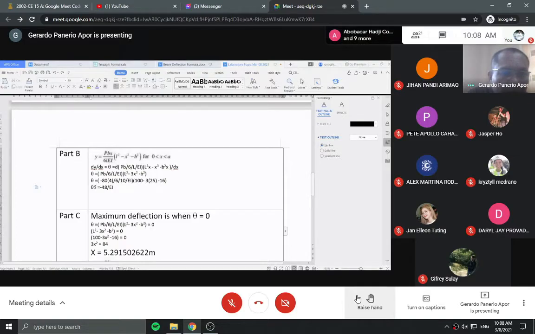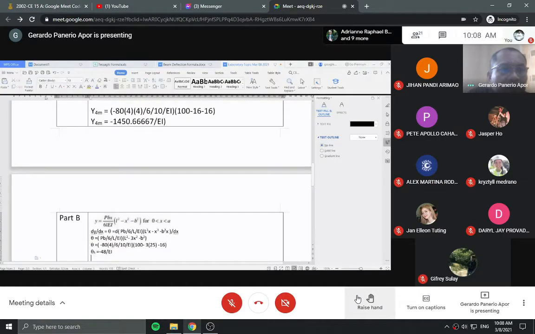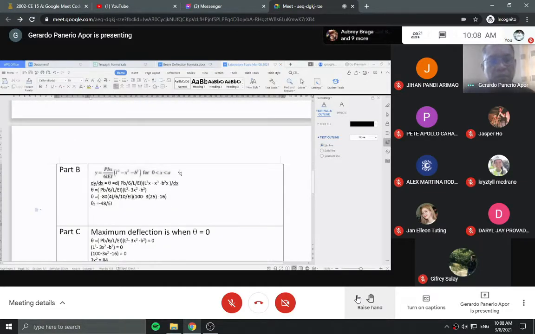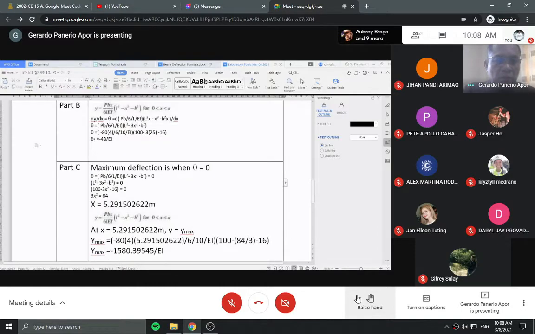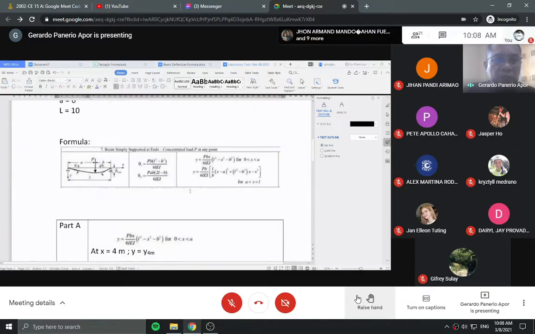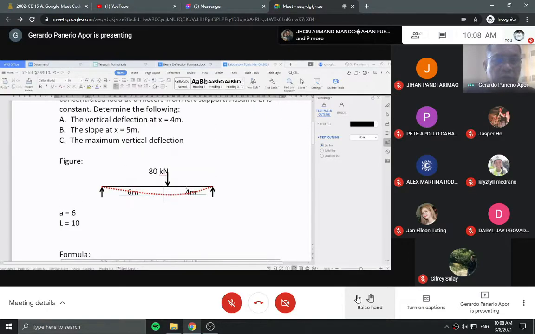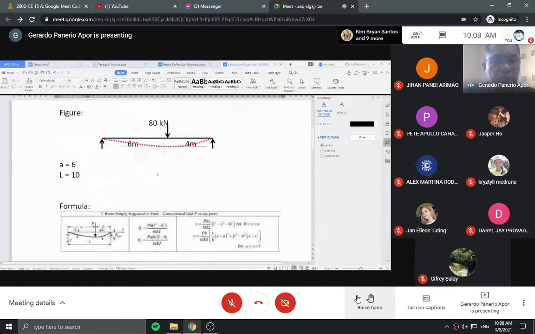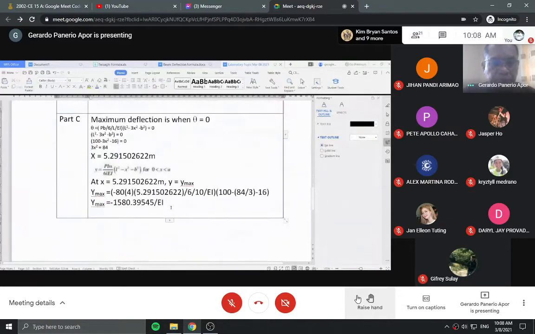Theta is also 5, and also theta is 5. So okay, the deflection is done. So that's how we analyze it.